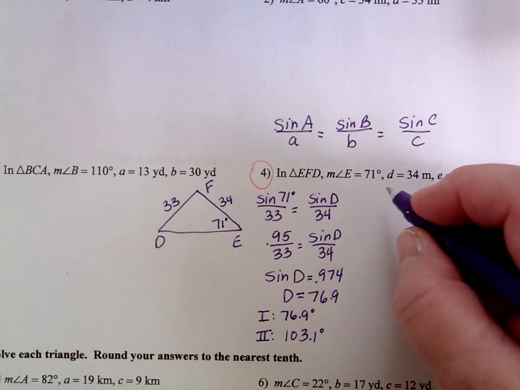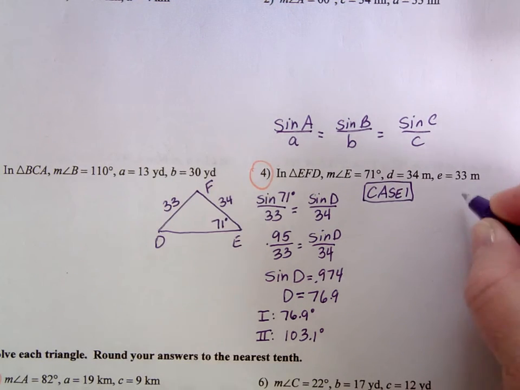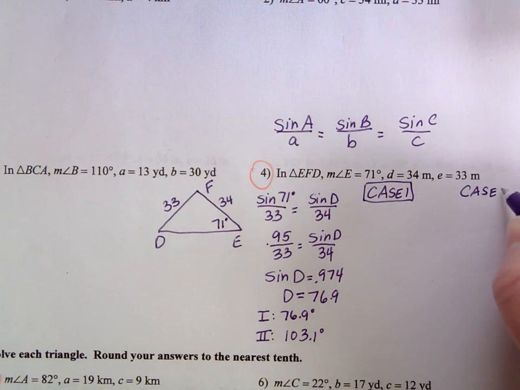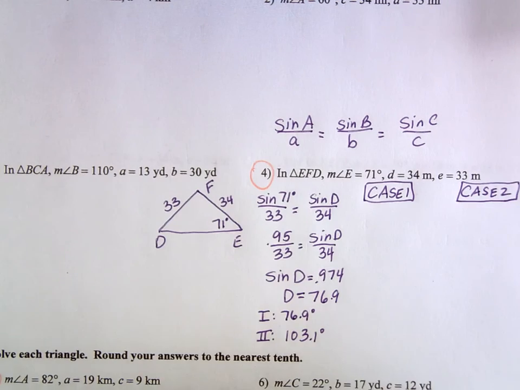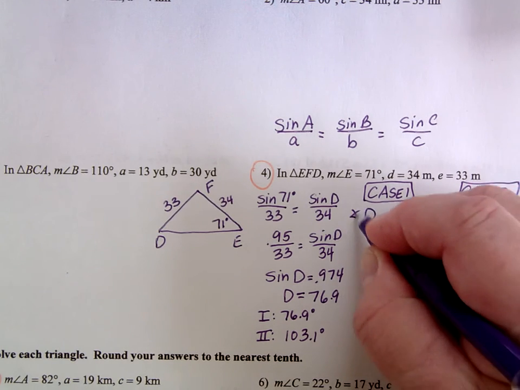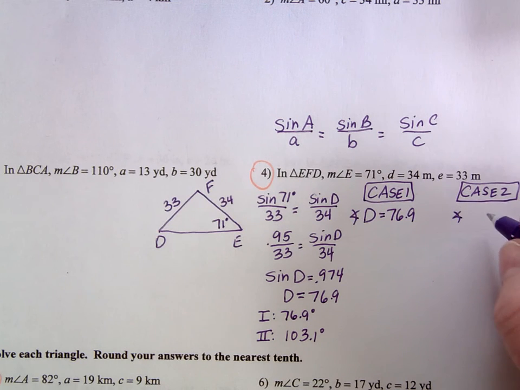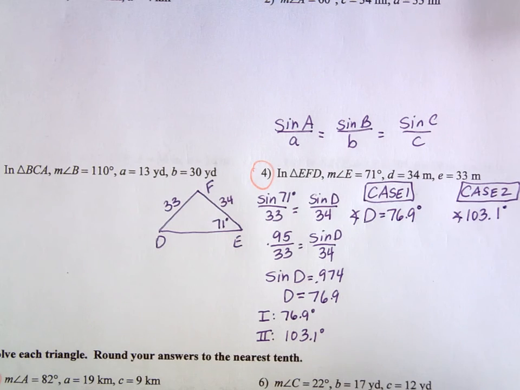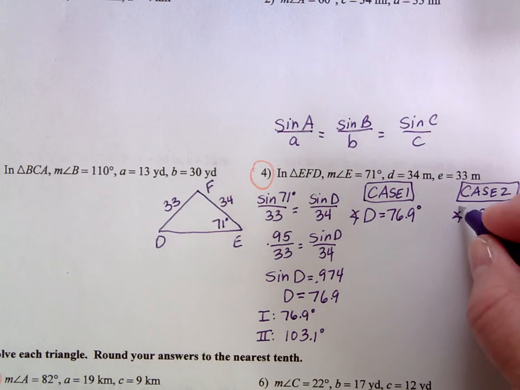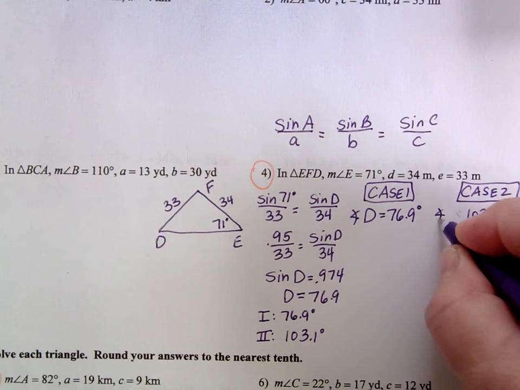So this is one of those that has two cases. Case number 1 and case number 2. I showed you these in the introduction video also, of how this can happen. Case number 1 is if angle D is 76.9, and case number 2 is if angle D is 103.1. Well, I know what angle E is. This is angle D. So I can keep it consistent here.